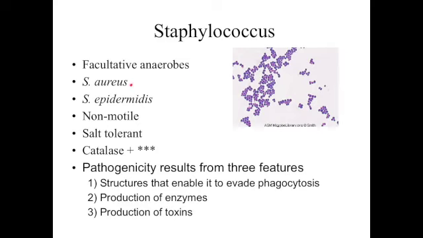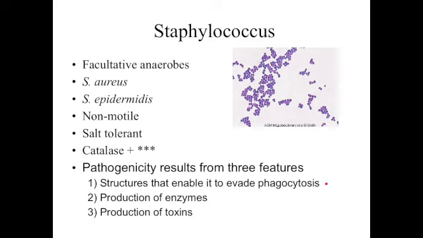You have heard of Staph aureus and Staph epidermidis. We've worked with both of these in the lab. They are non-motile, and remember they're able to grow in higher salt concentrations, so they'll grow on mannitol salt agar. They are both catalase positive, and we can use this as a diagnostic factor to separate them from streptococcal species.